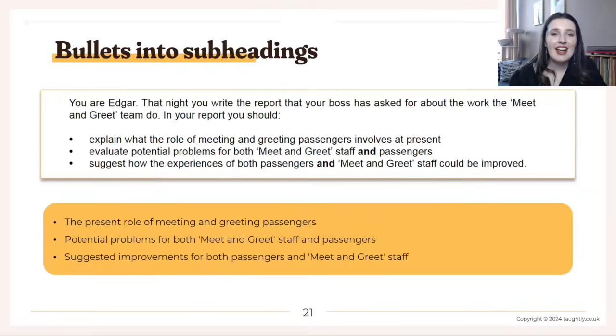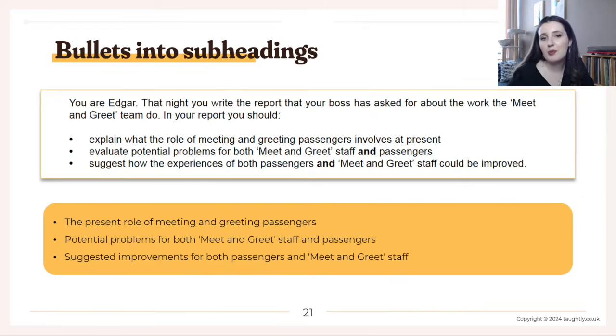So firstly, I touched on this earlier, but you can turn the bullet points into subheadings. For example, here's the first bullet point. Explain what the role of the meeting and greeting passengers involves at present, and I changed that to the present role of meeting and greeting passengers. So it's important that you do keep the keywords and the meaning the same, otherwise you might get distracted and lose all of your reading marks, but you can turn them into subheadings like this.